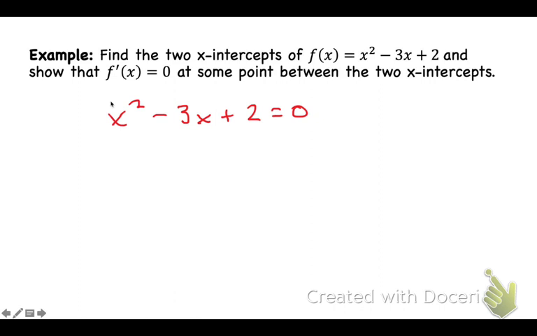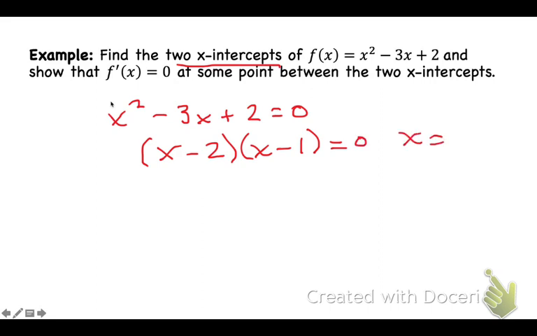No, I just want the zeros. I want the x-intercepts, guys. Factor or something like that. Yeah, so factors of 2 that add to 3. 2 and 1. So -2 and -1. And so x equals what and what? x equals 2 and 1. Okay. We're always going to put smallest to biggest. So x equals 1 and 2.